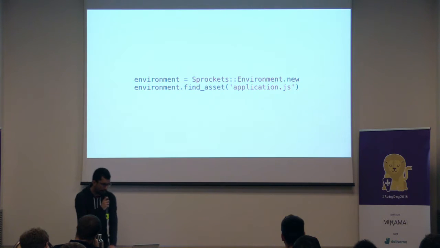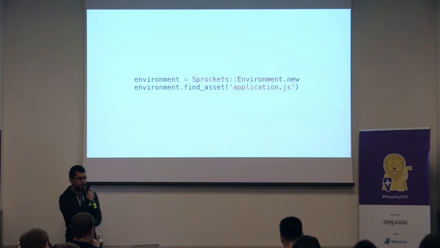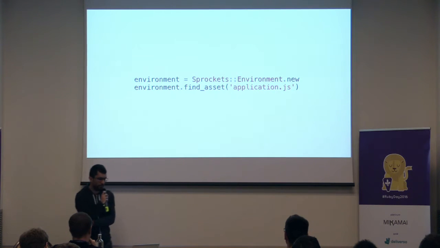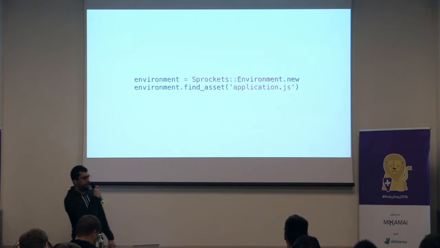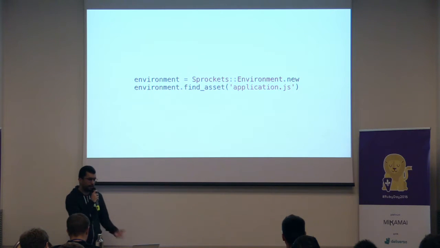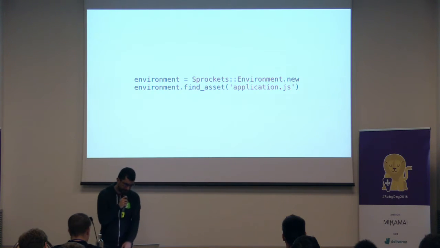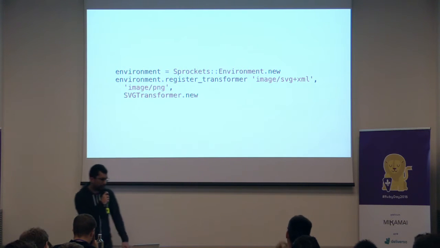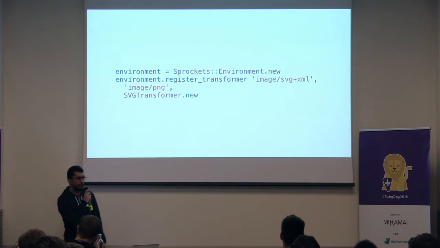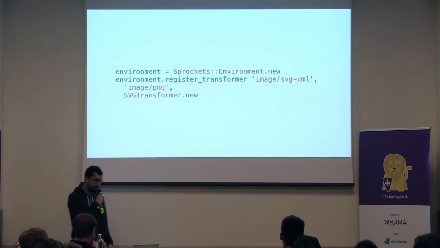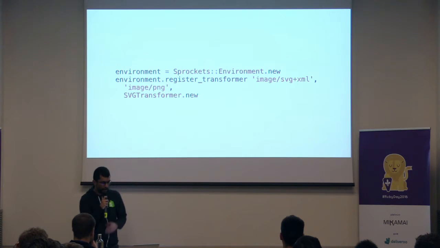You can build the Sprockets environment really easily. There are no arguments to the constructor. And that find assets method is actually telling Sprockets to compile that application JS file. It's also on the environment object that I call all those methods that I showed before, like register compressor, register transformer, register processor, and so on.